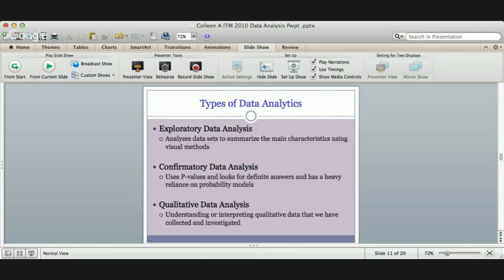There's 3 different types of data analytics. Exploratory is when you analyze sets to summarize characteristics using things such as tables, graphs, pie charts, so visual methods. Confirmatory is a little bit different. It looks for definite answers and solutions. It uses a lot of probability statistical models, and it has p-values. And the qualitative method is understanding or interpreting qualitative data that we've collected and investigated.